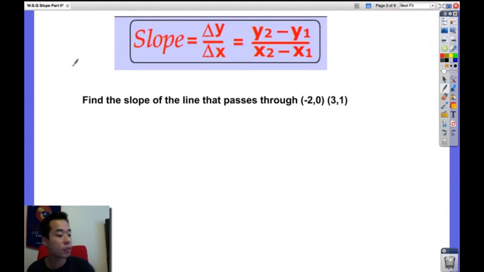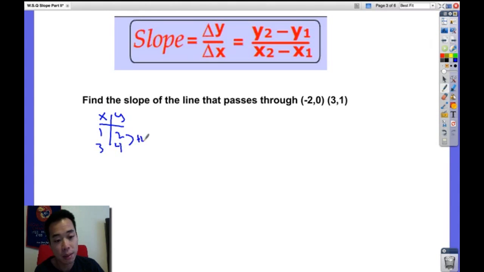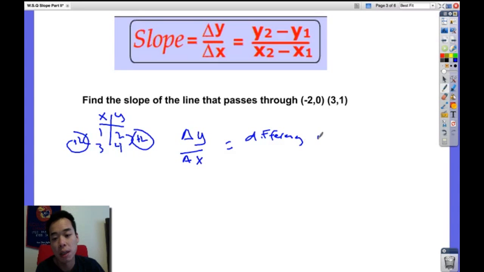Okay, the slope formula. Last week we talked about this idea of something like this. Today as well, we go 1, 2, 3, 4. From here, that's +2, +2. I'm just making something up. When you're doing the change in y over the change in x, you're really finding the difference in y over the difference in x. Because we're finding the difference, we can just use the slope formula.